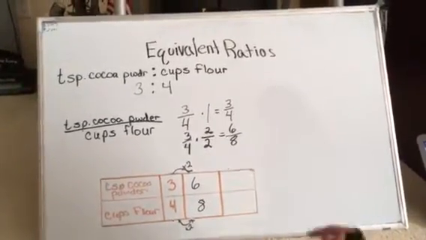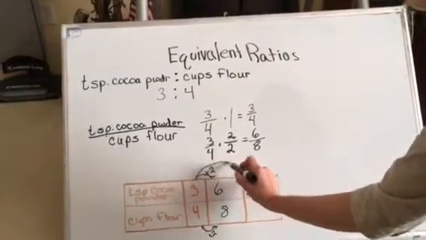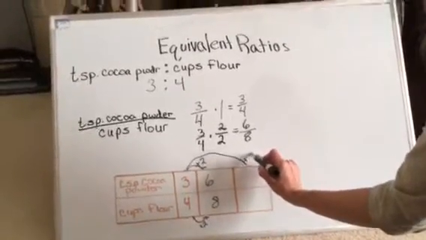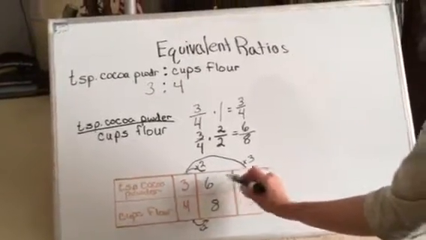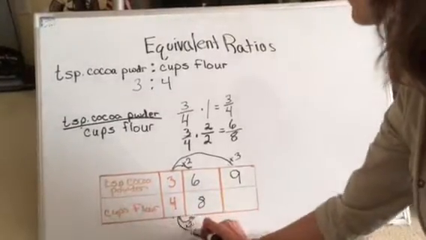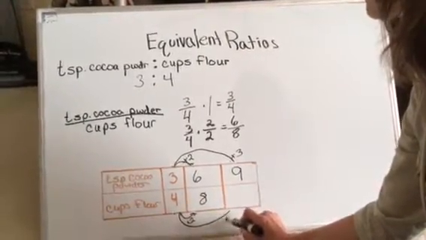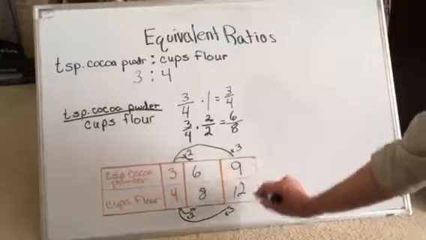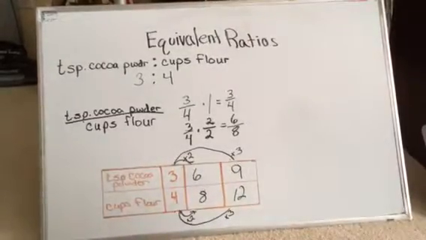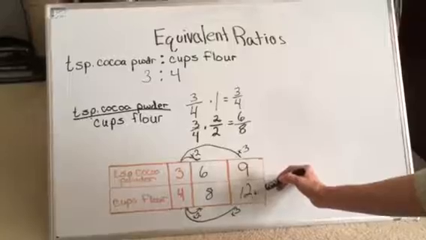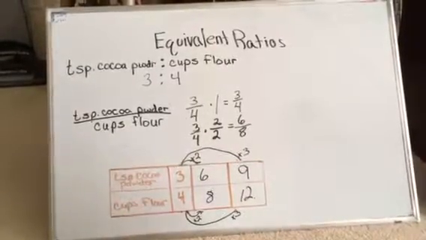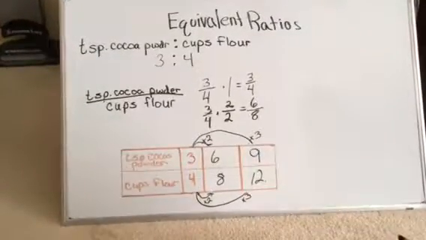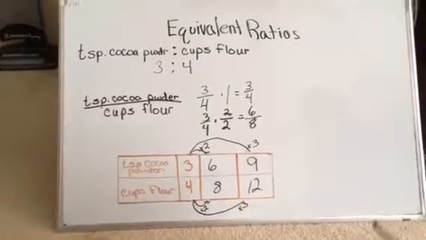What if I want to triple my recipe? I'm just going to multiply my original ratio by 3. 3 times 3 is 9. 4 times 3 is 12. I multiplied my numerator and my denominator by the same amount. 9 teaspoons of cocoa powder to 12 cups of flour is the same equal ratio as 3 teaspoons of cocoa powder to 4 cups of flour.